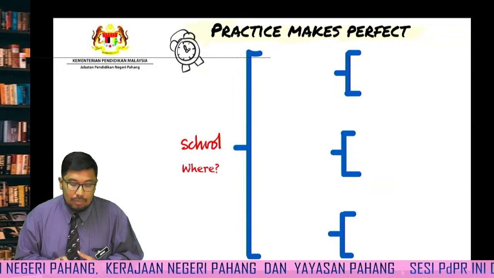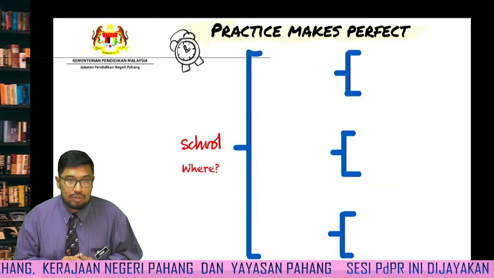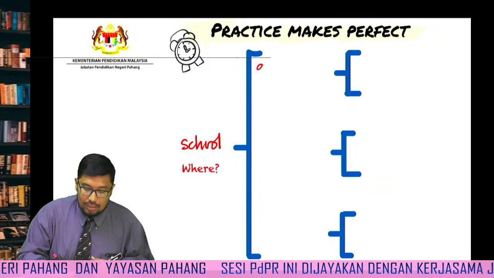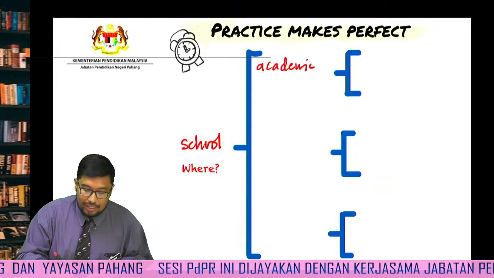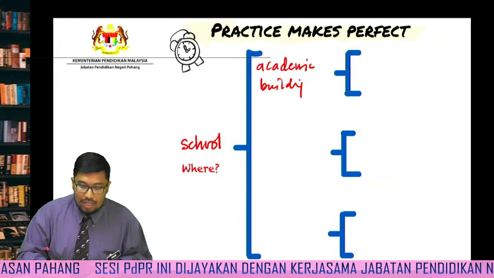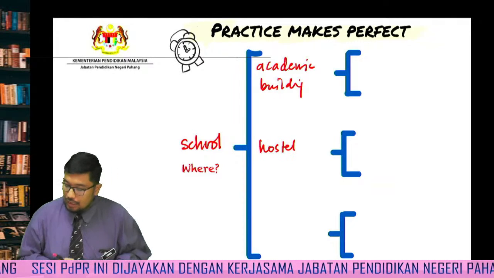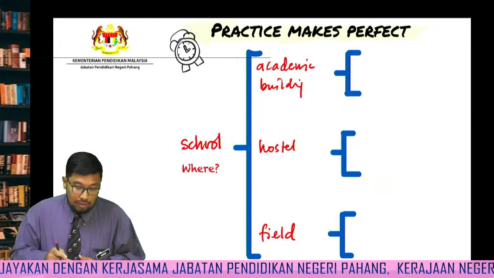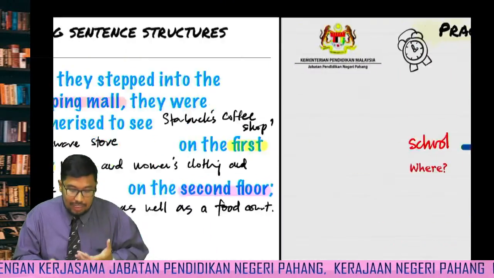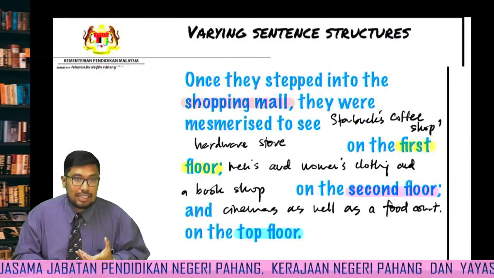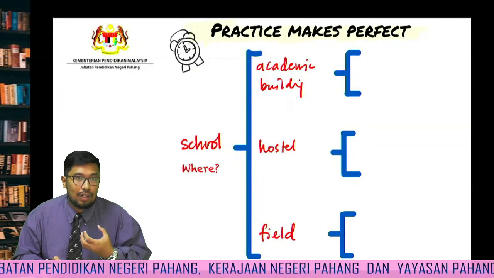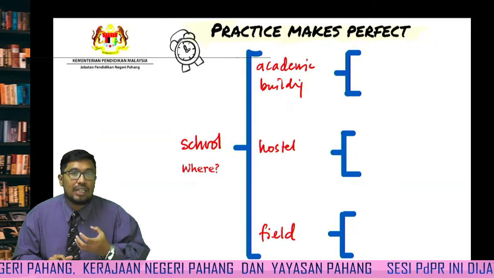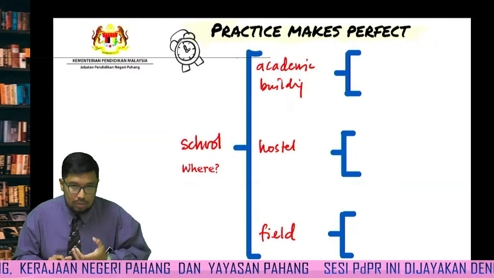Okay? You can come up with the brace map first, and then you choose your school. Alright? What can be found in our school? First, every school has an academic building. And in my school, we have a hostel, and also we have quite a massive field. Okay? Remember, the concept is the same as this one. It's just that we are now doing it for a different premise. In this case, we are trying to create a sentence using a semicolon to describe a school.